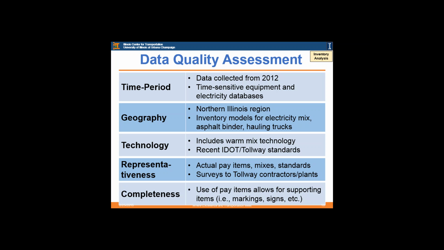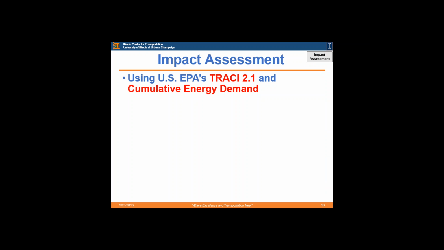So the third step in the life cycle study is impact assessment. That's, again, translating those emission values, CO2, sulfur dioxide, and so on, into actual environmental impacts. This was done using the U.S. Environmental Protection Agency's TRACI method, which was developed for North America specifically. And we also looked at cumulative energy demand.